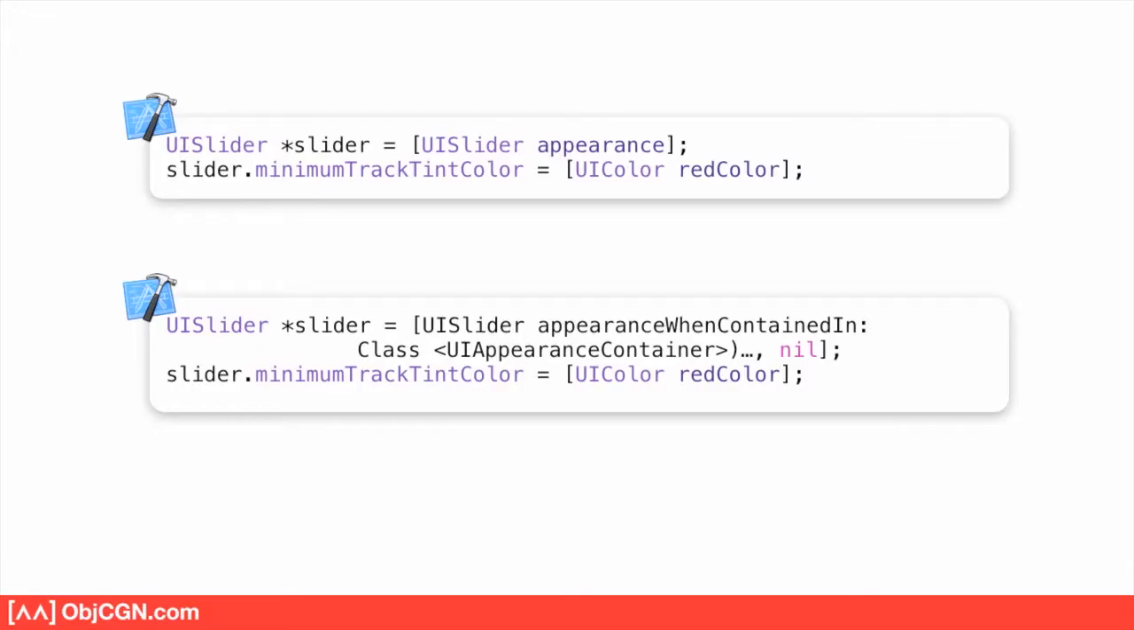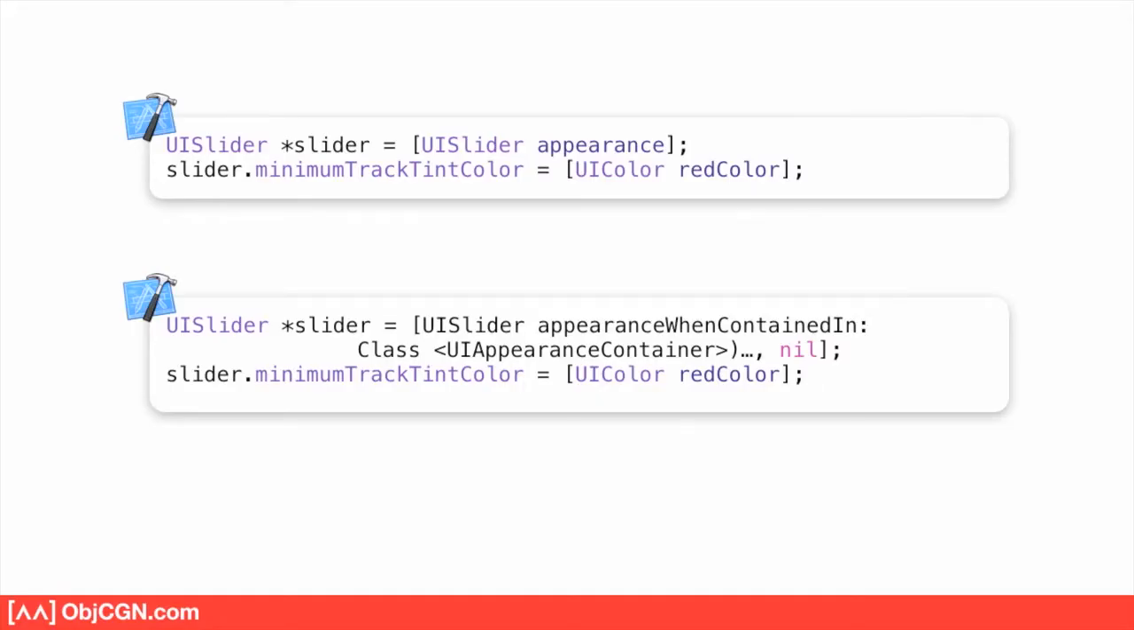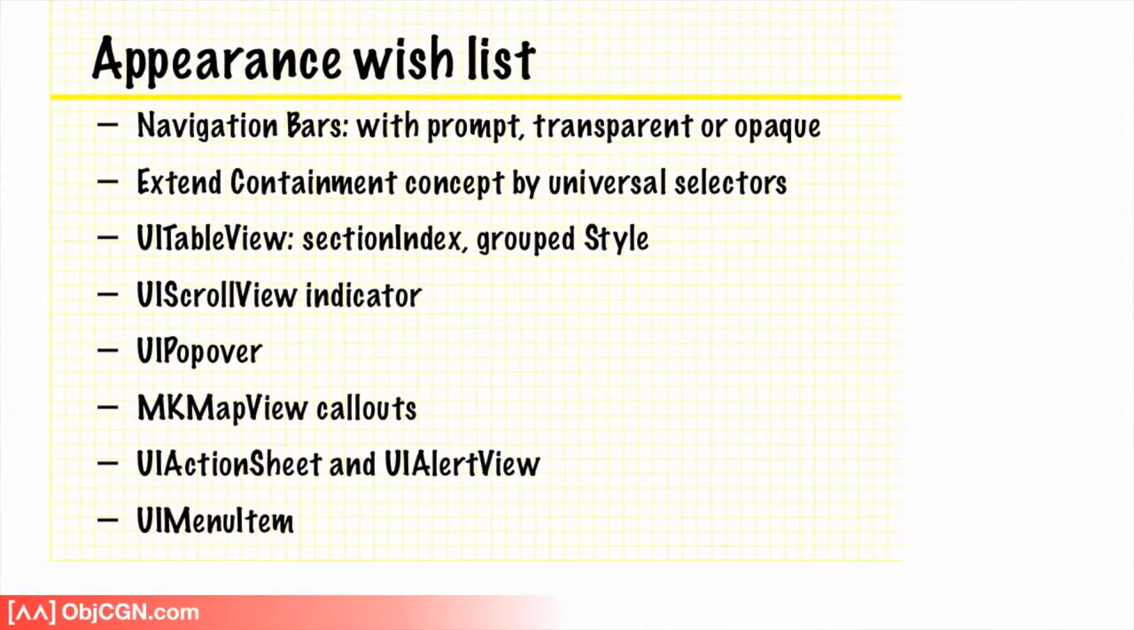But in most cases, I would say it's working just fine. Actually, in my experience, in most cases you would end up just using the general appearance proxy, because you normally just want to modify all sliders or all switches or whatever view you might have. In this case, we have a MyViewController in the appearance when contained list. That brings me to my wish list.